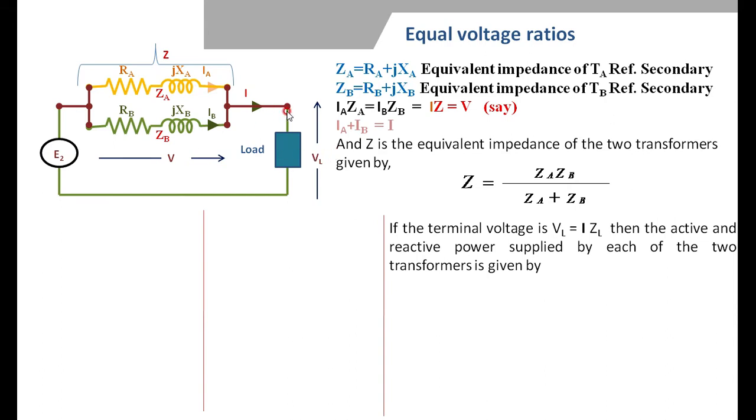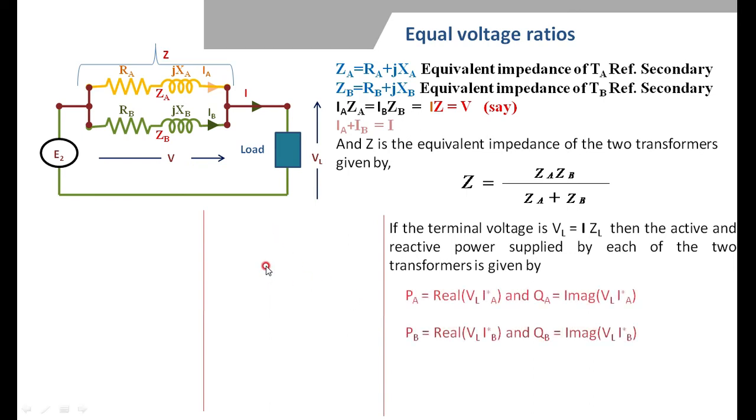VL is nothing but I into ZL, that is the load impedance multiplied by I, which is nothing but your PL. Then this current I is supplied by both the transformer A and B put together.